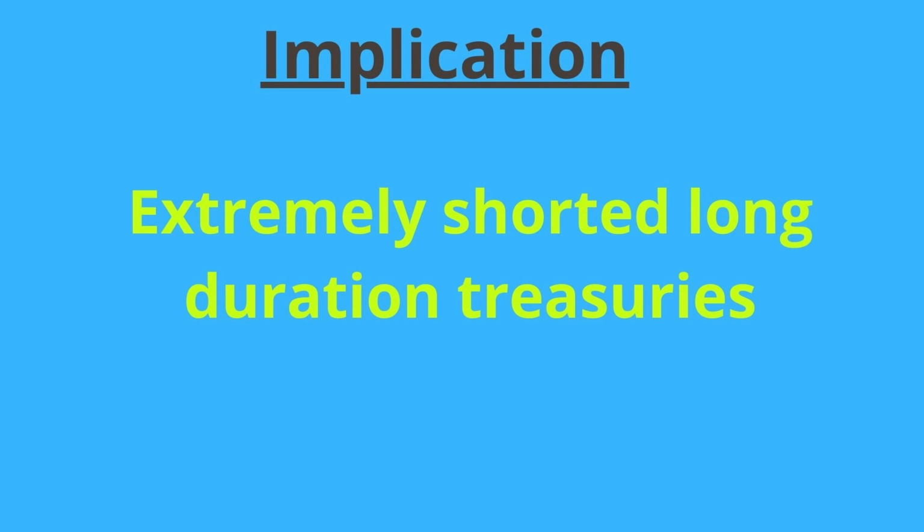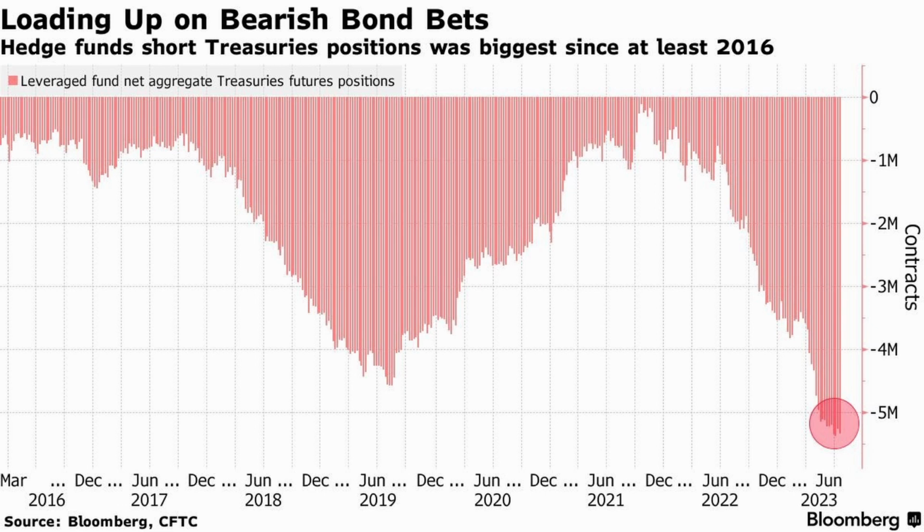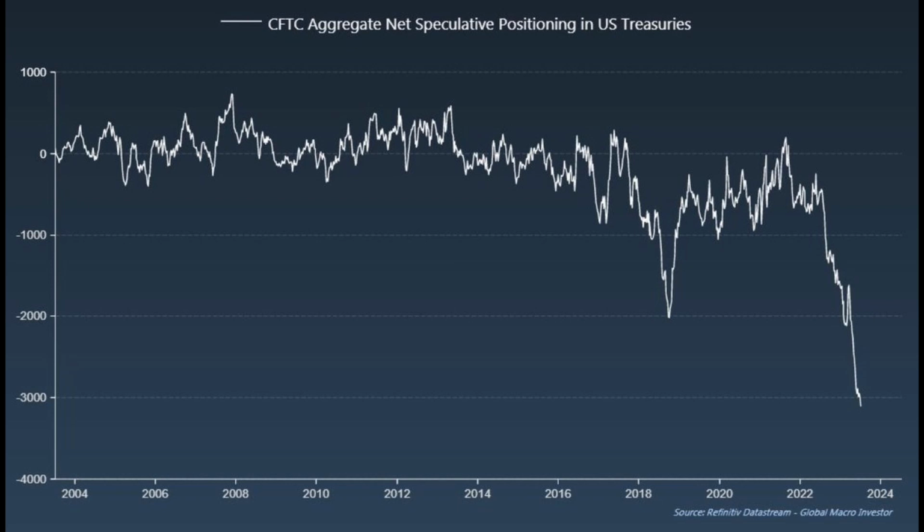Hedge funds' short treasuries positions are the biggest since at least 2016. It's extremely bearish in treasuries. The whole market is. You can also see the aggregate net speculative positioning in US treasuries is the biggest we have recorded in the last 20 years. This means the market is completely against treasuries, and this can actually cause a catalyst should US treasuries go up, because all these hedge funds and funds need to cover their positions.